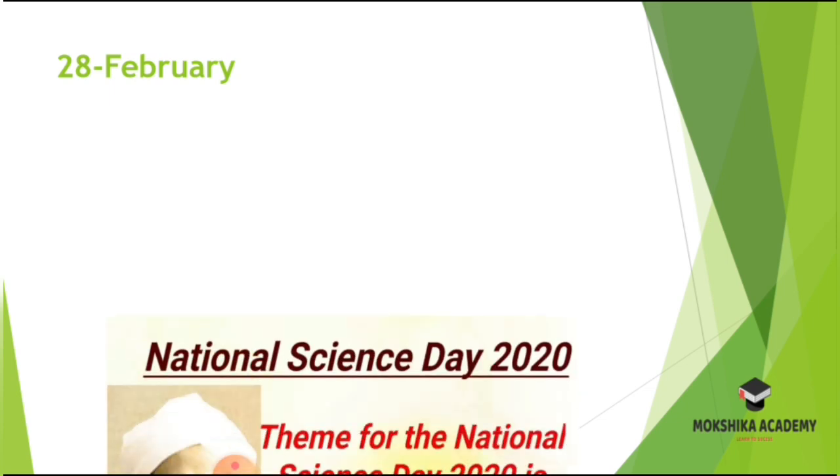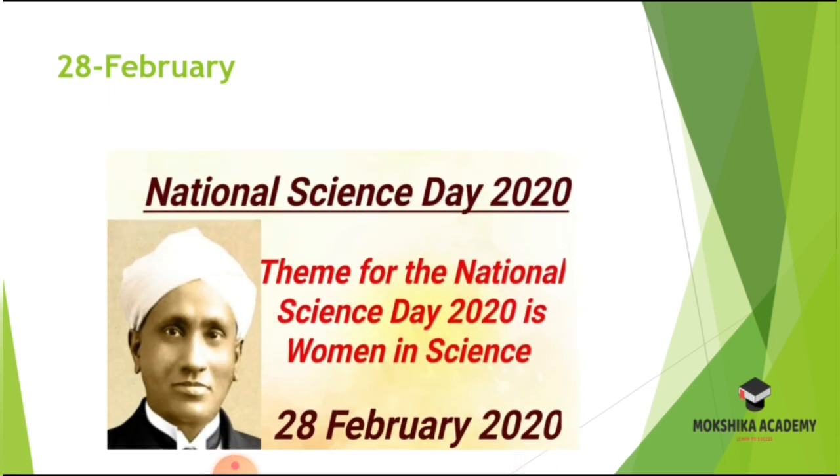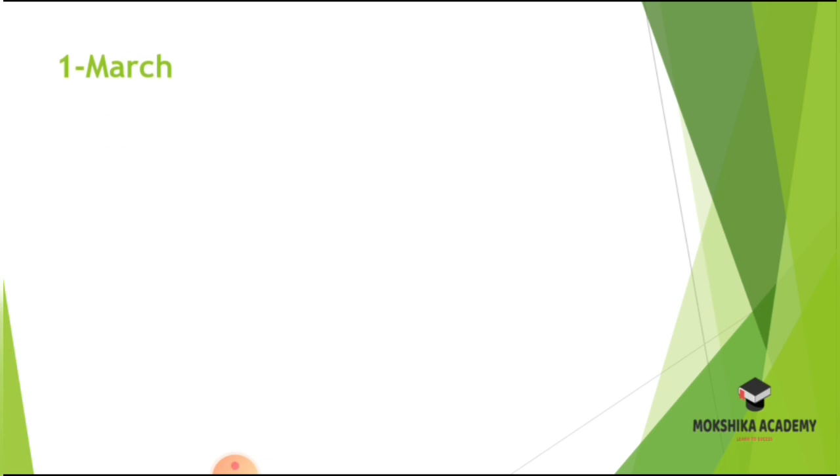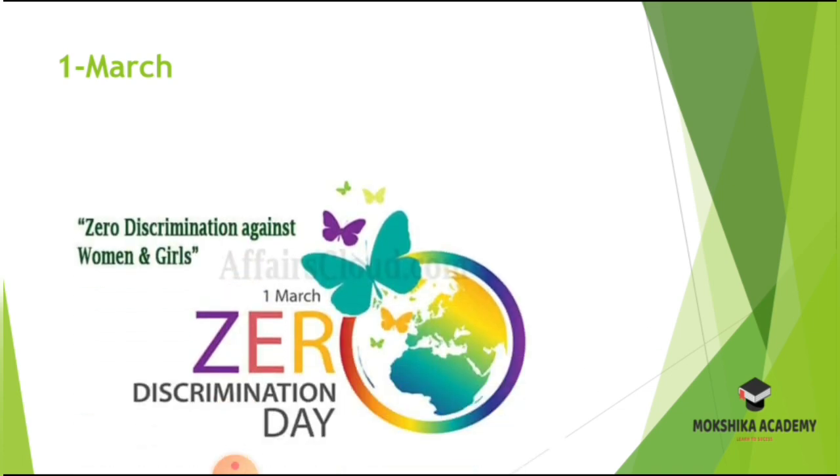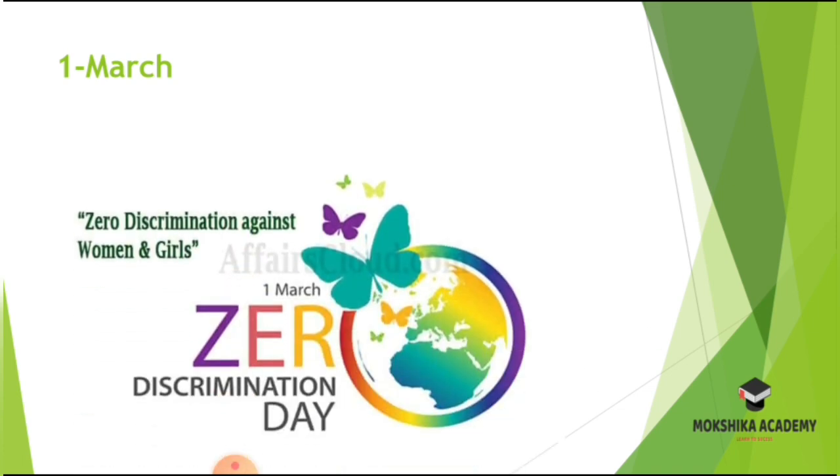Next is 28th February. 28th February is recognized as National Science Day, and the theme of National Science Day is Women in Science. To mark the discovery of Raman effect by C.V. Raman, this day is recognized as National Science Day. Next is 1st March. 1st March is recognized as Zero Discrimination Day. Zero discrimination against women and girls is the theme of Zero Discrimination Day.